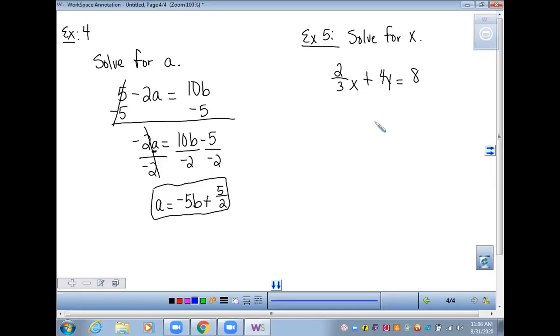Okay, remember, we want to get this by itself. So we don't want to move it, we want to move everything else. Subtract 4. All right, subtract the 4y. So that's going to give me 2/3 x equals, are 8 and 4y like terms? No, so we're going to rewrite them just as 8 minus 4y.